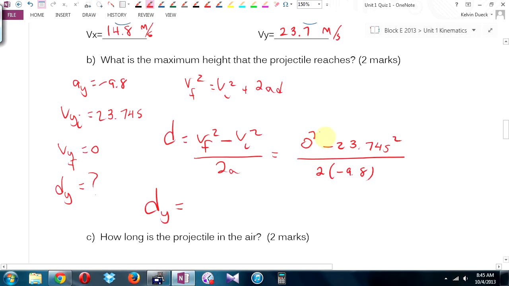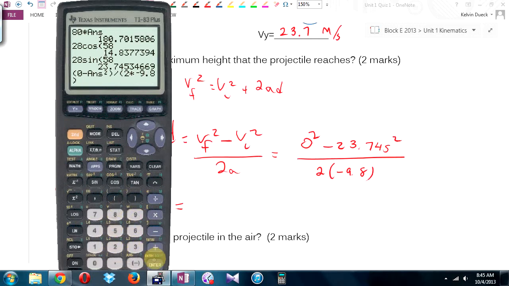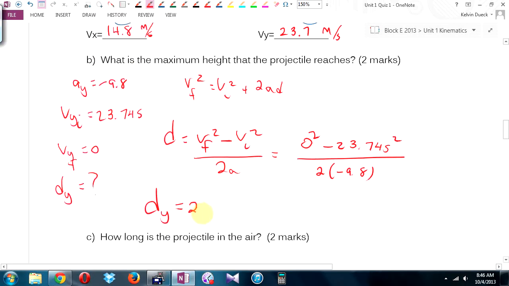Oh, it's 0 squared, but what is 0 squared? Just plain old 0, so I got a little bit lazy and I didn't bother putting it in there. Divided by bracket 2 times negative 9.8. Y'all get 28.8? Yes, no? People nodding? 28.8 meters. Again, if you got that, 2 out of 2.